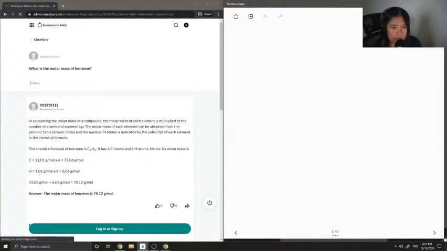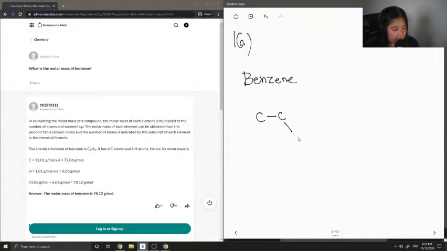Okay, so on to question number 16. What is the molar mass of benzene? Okay, so I'll write out the structure of benzene. It is a 6-membered carbon ring. And there is a double bond in between every other carbon. And each carbon has a single bonded hydrogen.